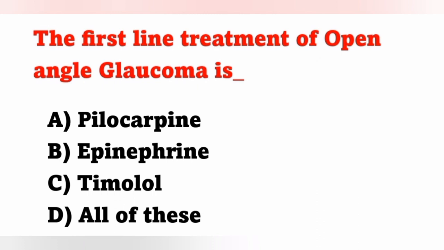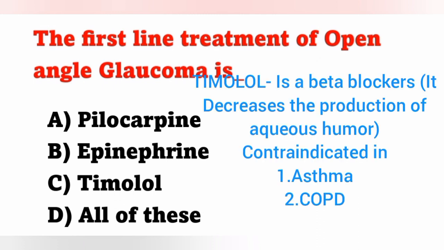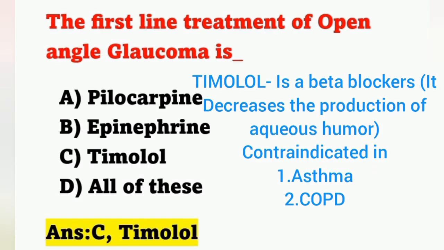The first line treatment of open angle glaucoma is: option A, pilocarpine, option B, epinephrine, option C, timolol, option D, all of these. Here the question is, which is the first line or primary medication for open angle glaucoma?